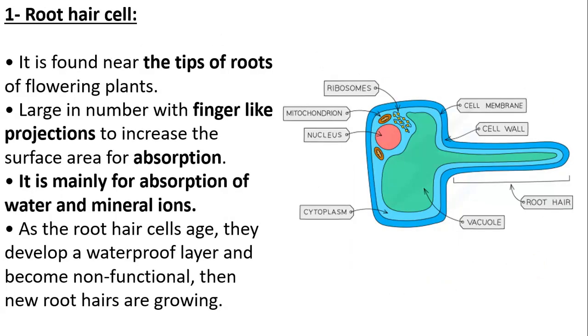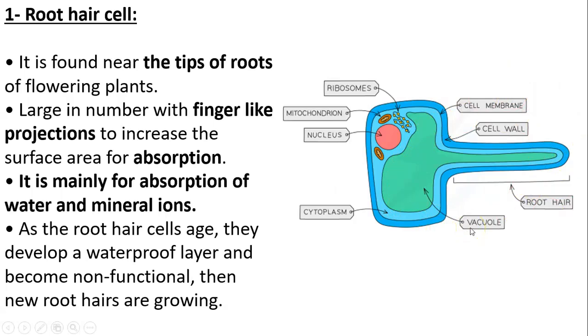First, the root hair cell. As we see here, it has a projection. Why do you think it has this finger-like projection? To increase the surface area, because it's found in the tips of the roots of plants. And the roots of plants, as we all know, are responsible for the absorption of water and nutrients from the soil. So we need a very large surface area to gather as much water and other nutrients from the soil as we can. So that's why it has those finger-like projections.